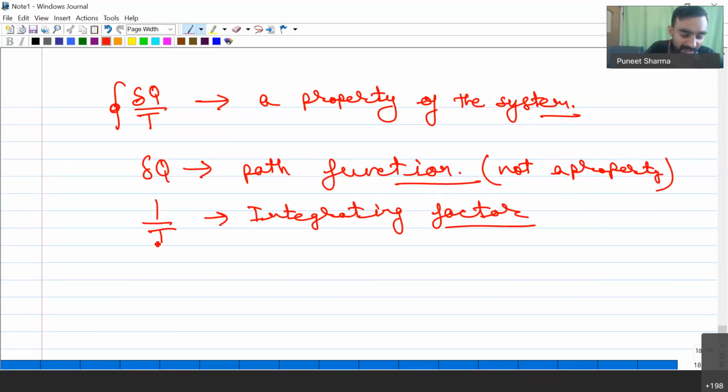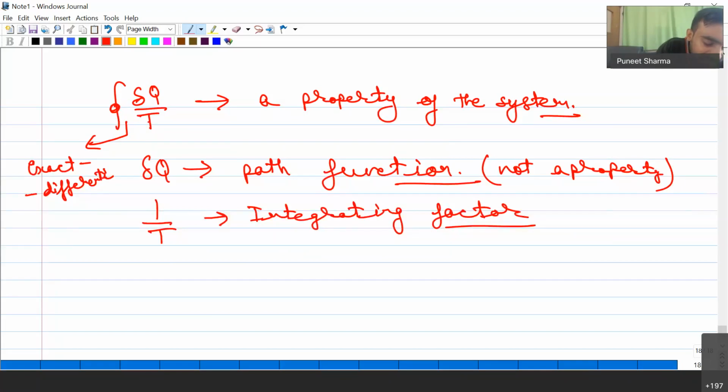So if I am multiplying it with 1 by T and then taking the cyclic integral, then it is becoming nothing but a property of the system. It means it is changing from a path function to a state function. So this overall del Q by T is now nothing but an exact differential. Okay, so overall del Q by T is an exact differential.